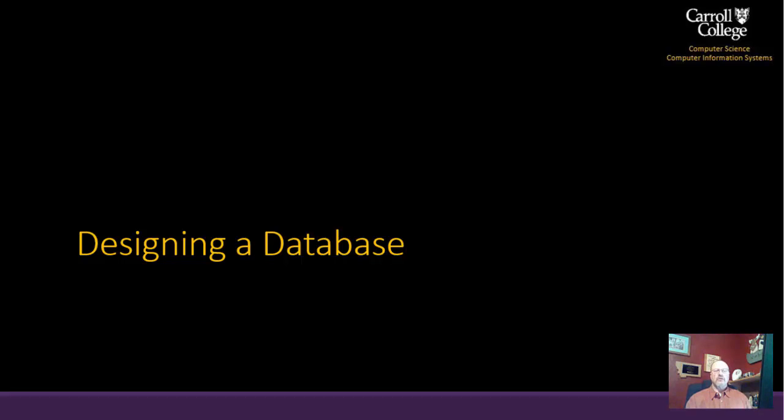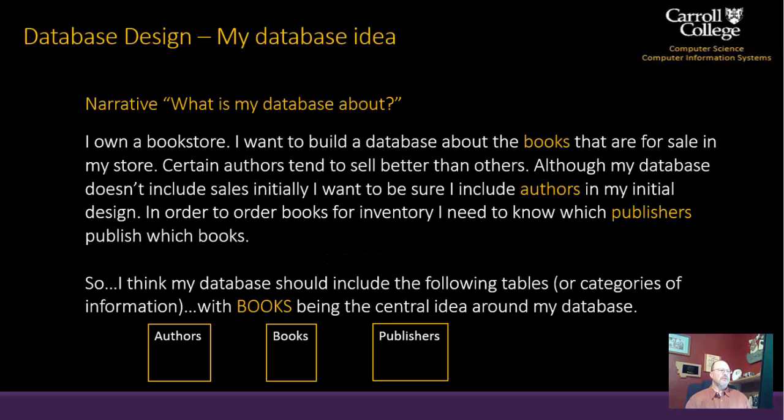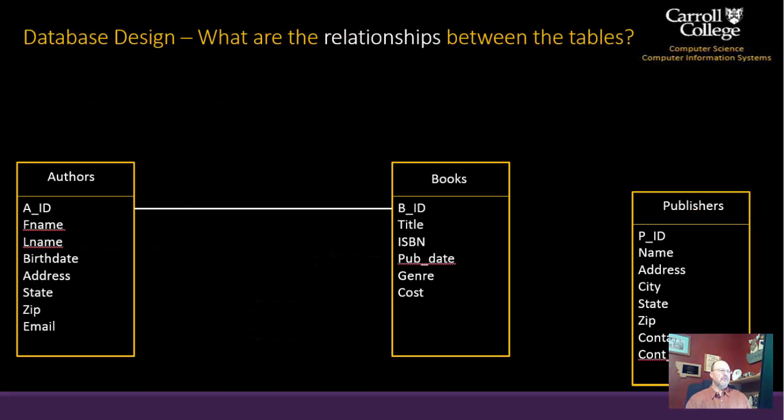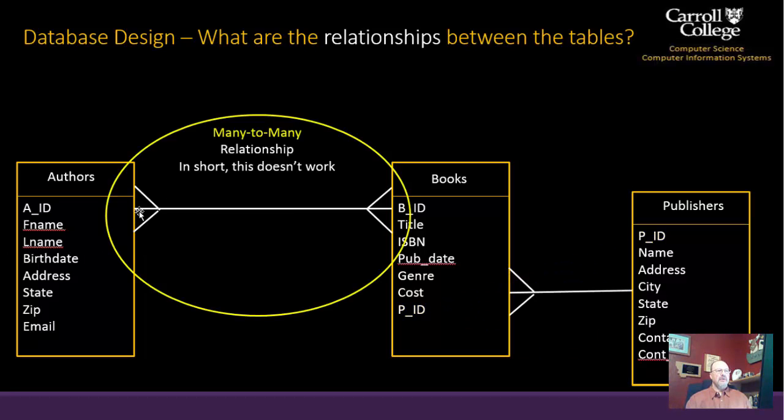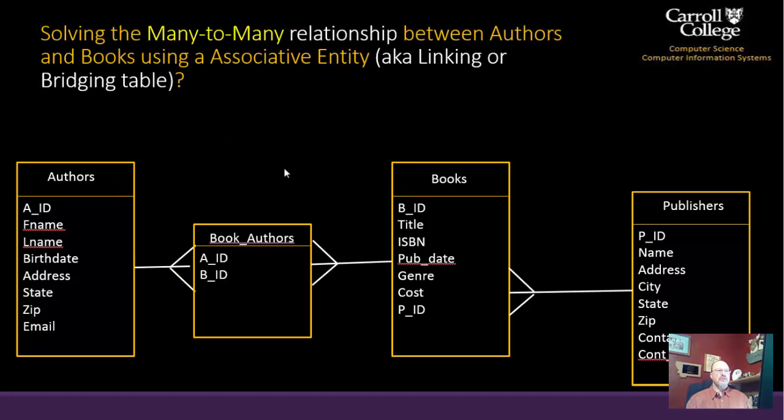Okay, we will go on to part two of designing a database. I'll go ahead and we will just work our way back to the point where we were at. As we left off, we had determined that we had a many-to-many relationship between authors and books. So we need to fix this particular problem. How you do that is by adding an associative entity.